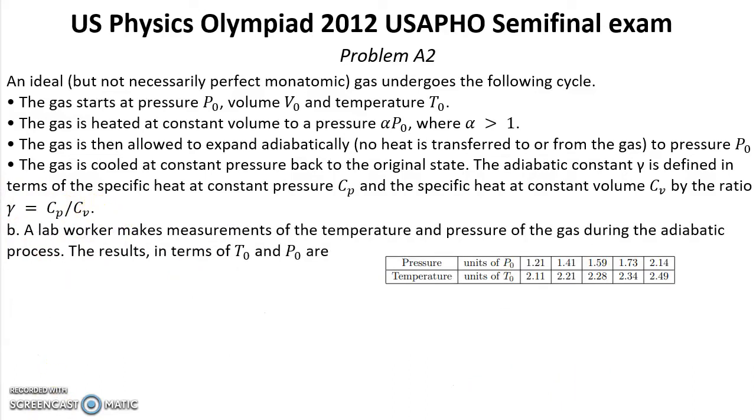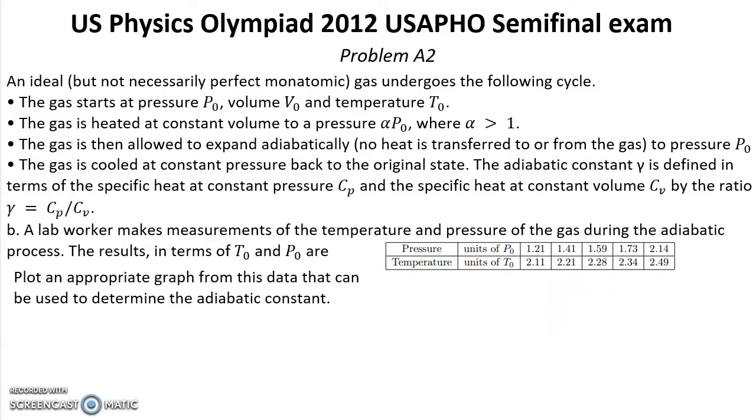Question B. A lab worker makes measurements of the temperature and the pressure of the gas during the adiabatic process. The results in terms of T0 and P0 are in this table. Plot an appropriate graph from this data that can be used to determine the adiabatic constant. For adiabatic process, we have this expression is constant.